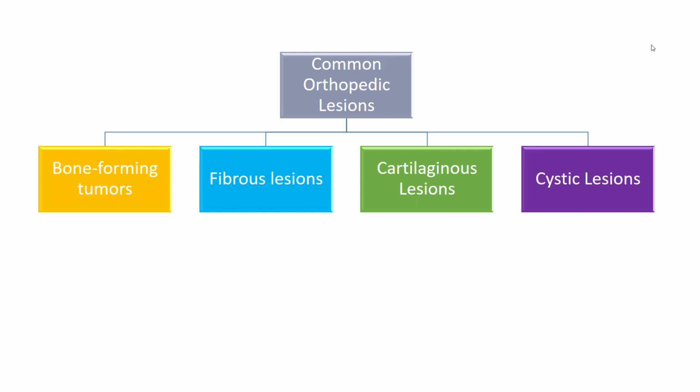This video will be in English only for the sake of any student who cannot cope with the Arabic language. So for common orthopedic lesions, we have four main subtypes. Number one, bone-forming tumors, fibrous lesions, cartilaginous lesions, and finally cystic lesions. We also have malignant bone tumors. I'll discuss this in another video.